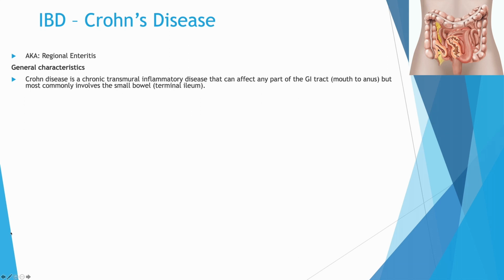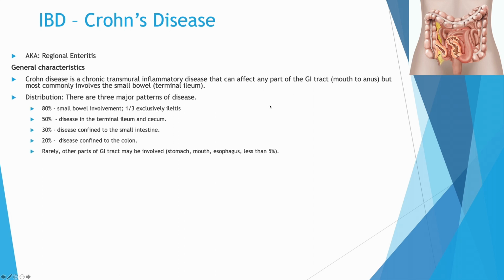So we know there's three parts in anatomy, three parts of the small bowel. We have the duodenum, the jejunum, and the ileum. And at the terminal ileum, where it terminates into the cecum, that is the most common site of Crohn's disease.